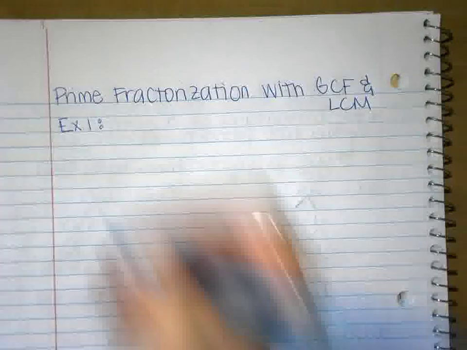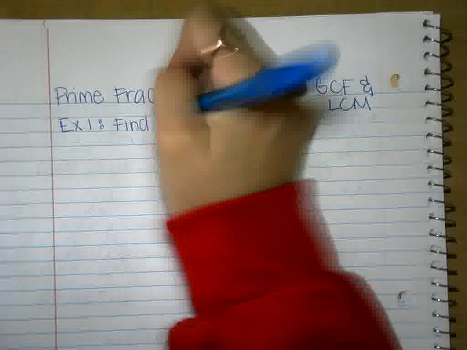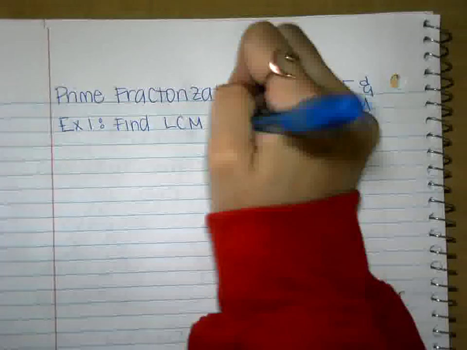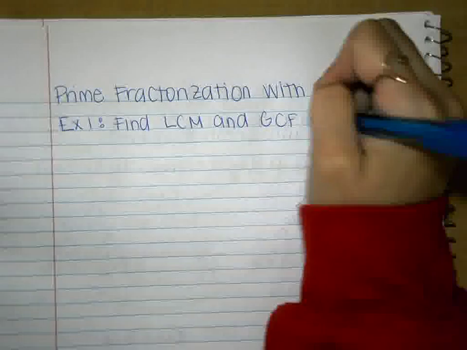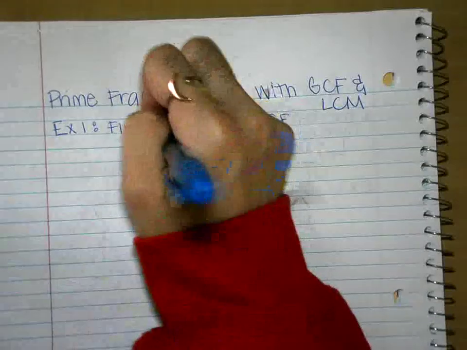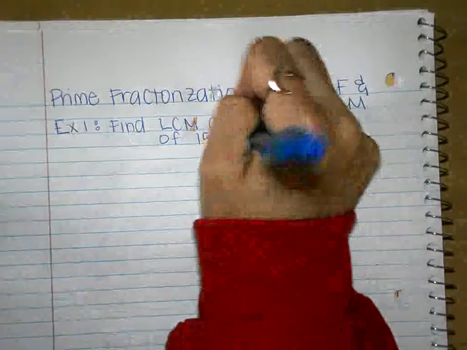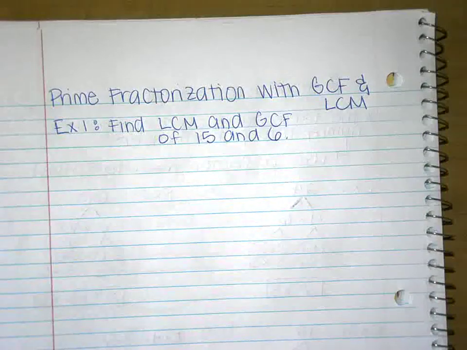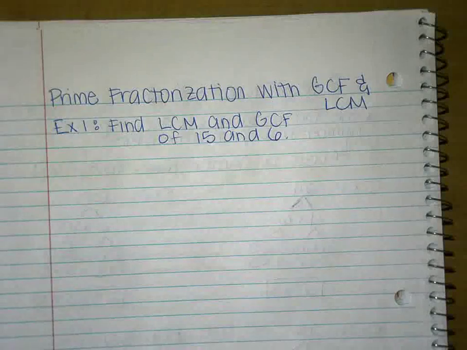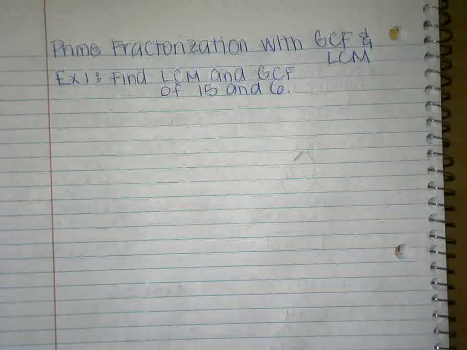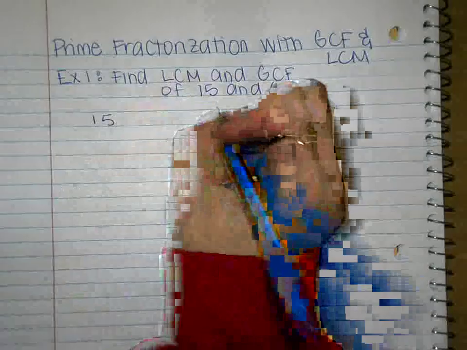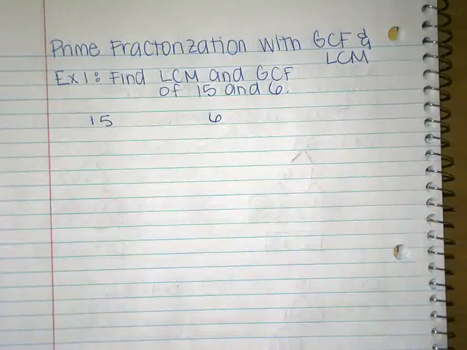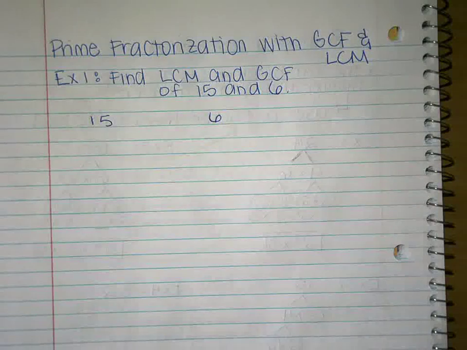Okay, so let's do example 1. I want you to find LCM and GCF of 15 and 6. So I want you guys to find the LCM and the GCF of 15 and 6. So we need to write out 15 and we need to write out 6. And we have to use the tree prime factorization method. So first things first, do prime factorization. Do what you just did.